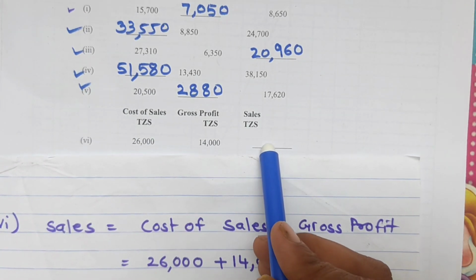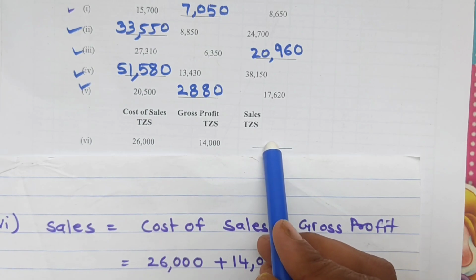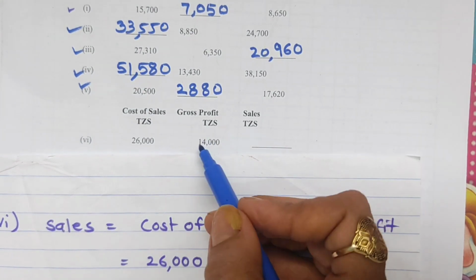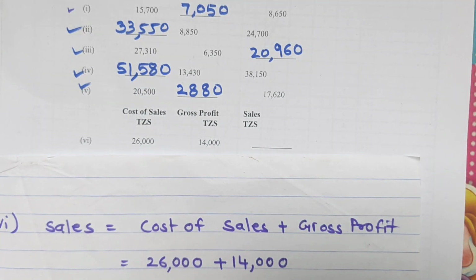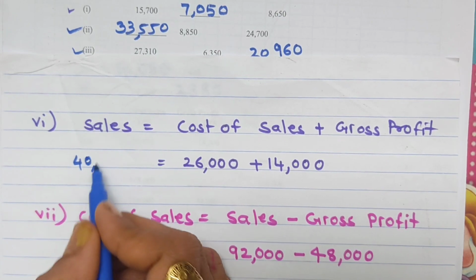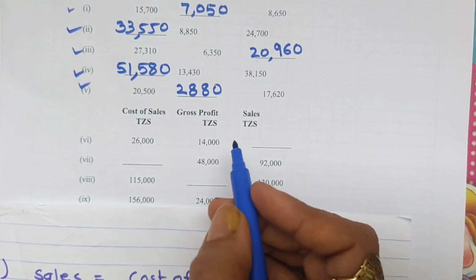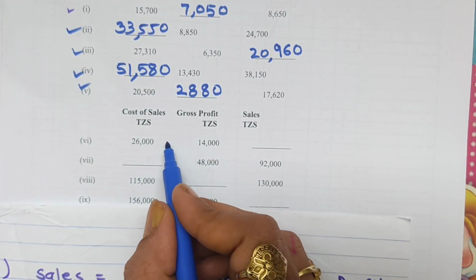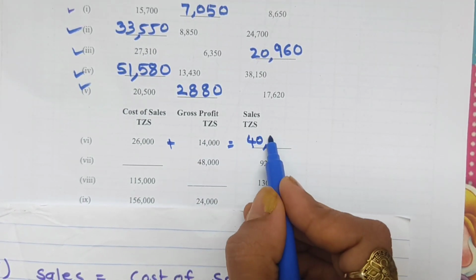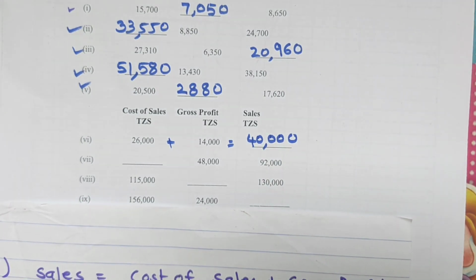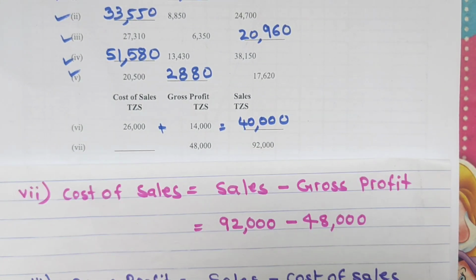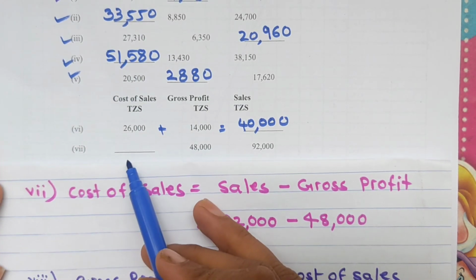In the first item, the sales amount we have to find out. So cost of sales is given 26,000, gross profit is given 14,000. So when we add both, we get sales 40,000. Okay.